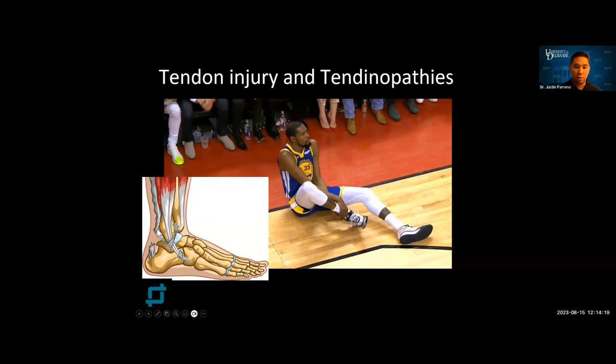So in sports players, such as basketball players that do a lot of jump training, they may experience tendinosis. They might not know about it, and this can actually lead to rupture, such as the Achilles tendon tear, which has been thought to be a killer of careers. But now with new rehab techniques, players such as Kevin Durant here can return to a high level of play.